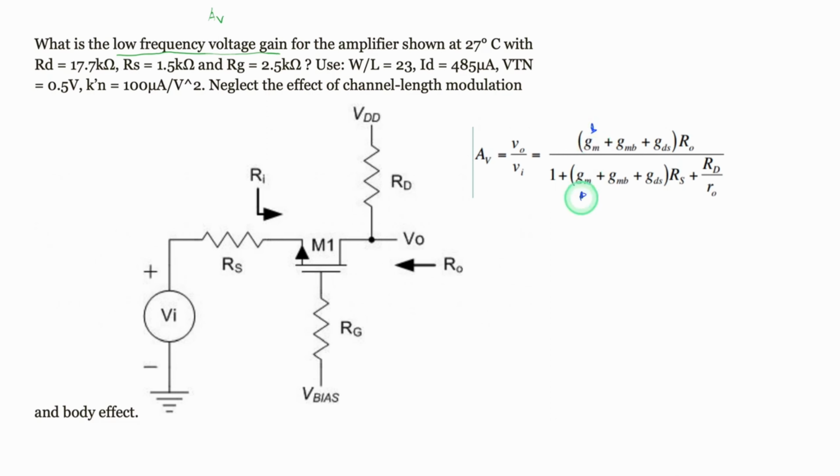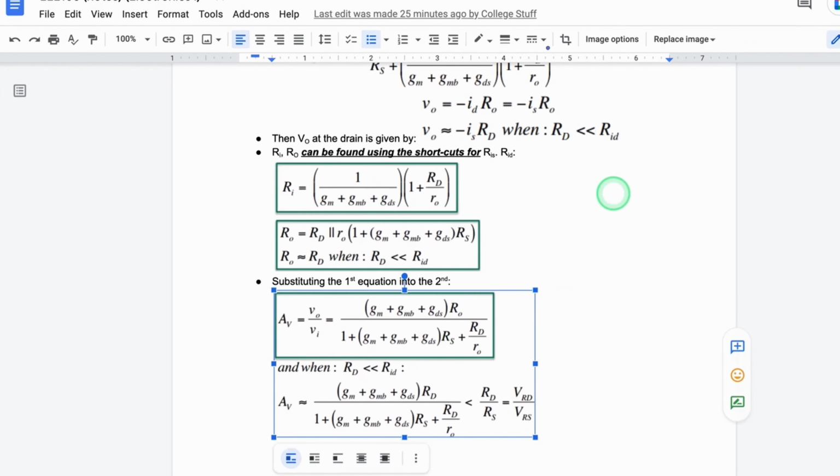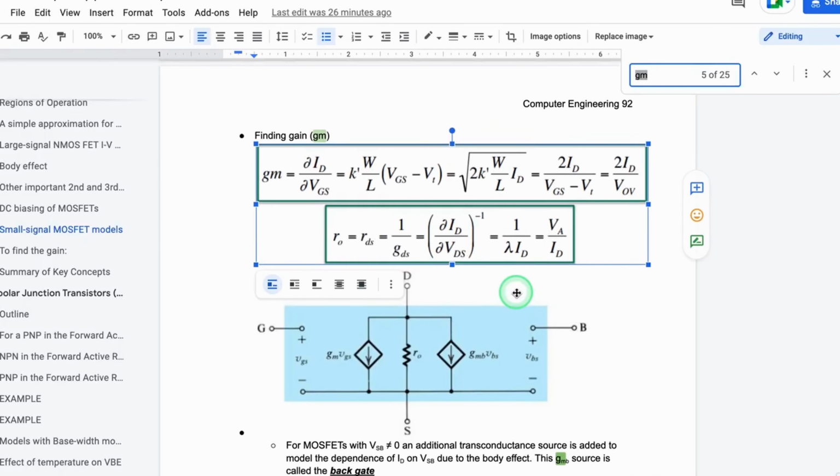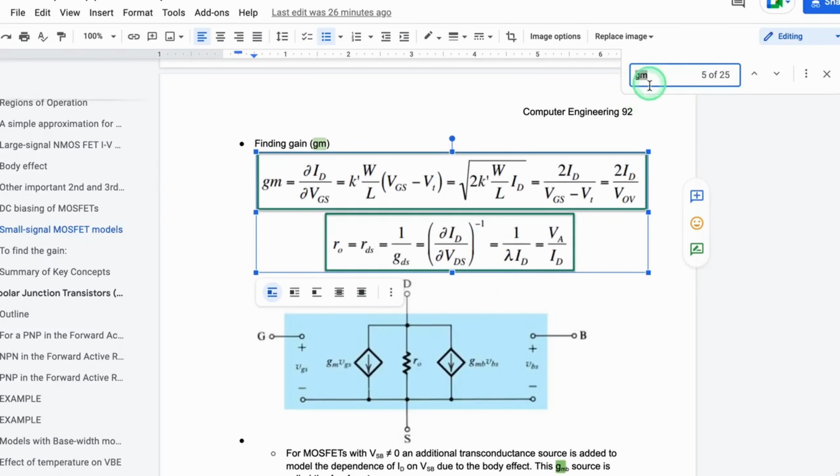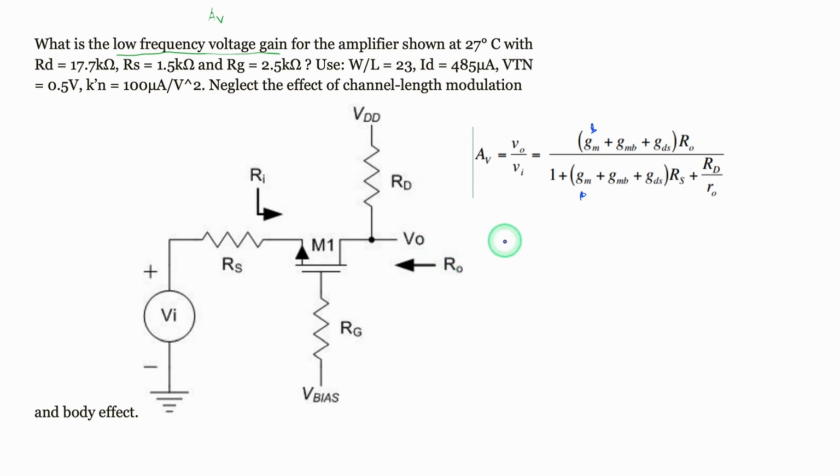First is our GM. We don't know what our GM is, but if we again look at the notes, we can see, just doing a Command or Control F and plugging in our GM, the following equation right here. And we're going to use this equation because of what we're given. Our equation says that our GM is equal to the square root of 2 times our K prime times our W over L times our ID. All of that we're given in this initial problem.